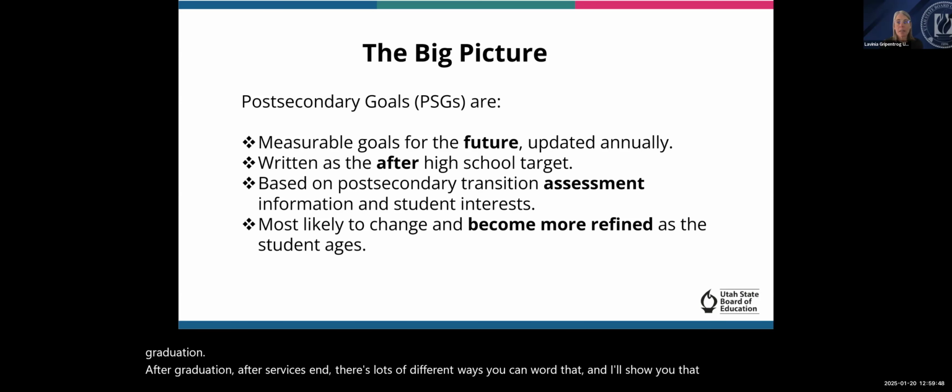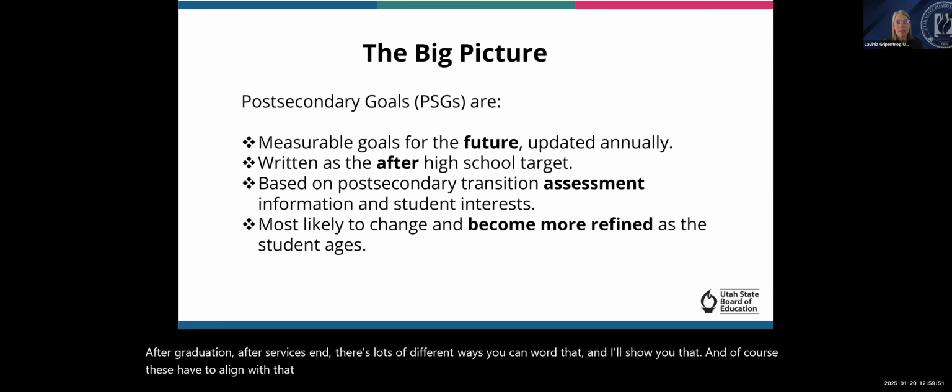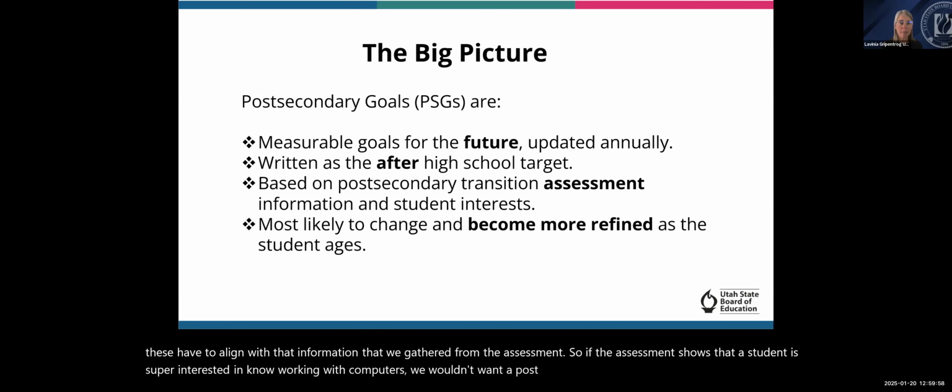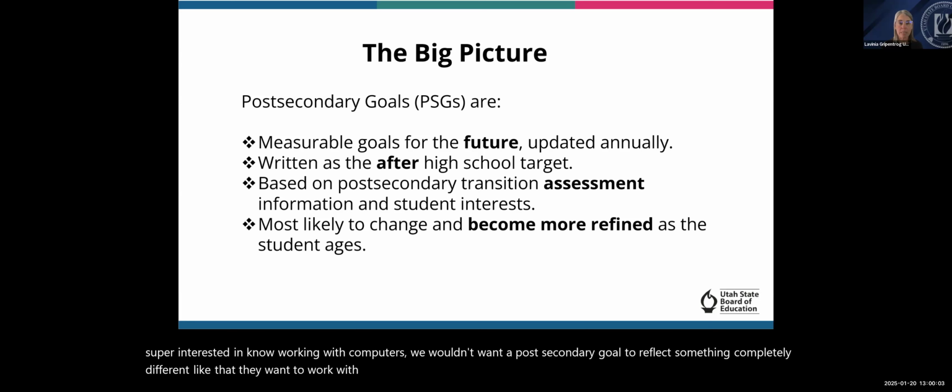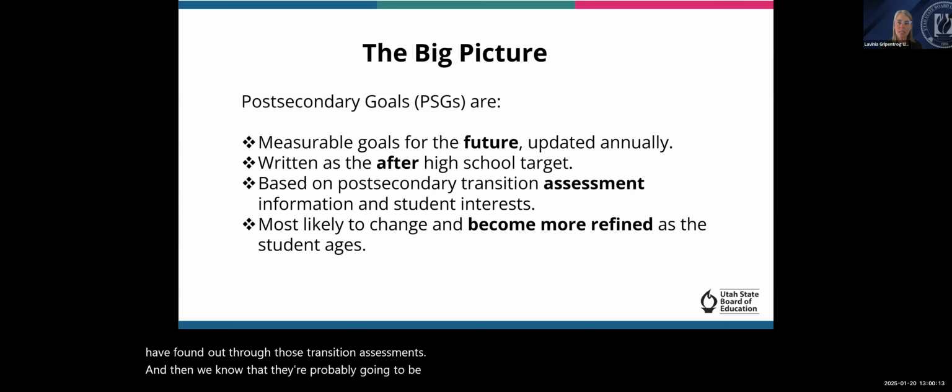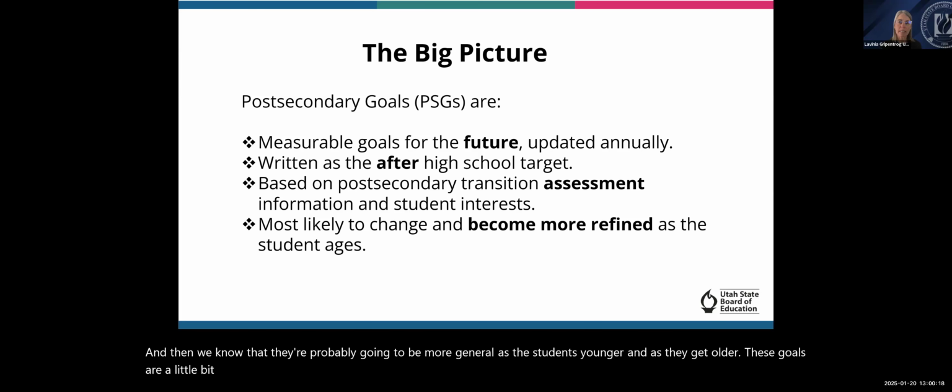And of course, these have to align with that information that we gathered from the assessment. So if the assessment shows that a student's super interested in working with computers, we wouldn't want a post-secondary goal to reflect something completely different, like that they want to work with trees out in the forest, right? We want them to align with what we have found out through those transition assessments. And then we know that they're probably going to be more general as the student's younger, and as they get older, these goals are a little bit more targeted and more refined, and I'll provide you lots of examples of what that might look like for an older student versus a younger student.